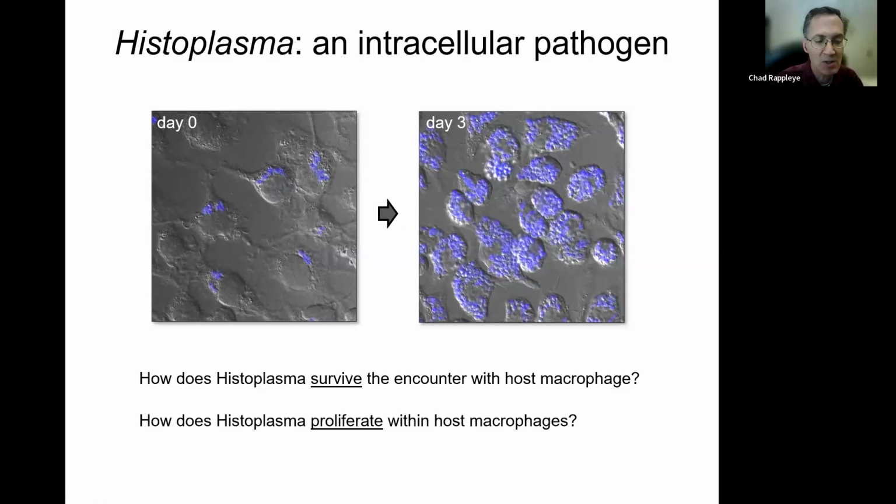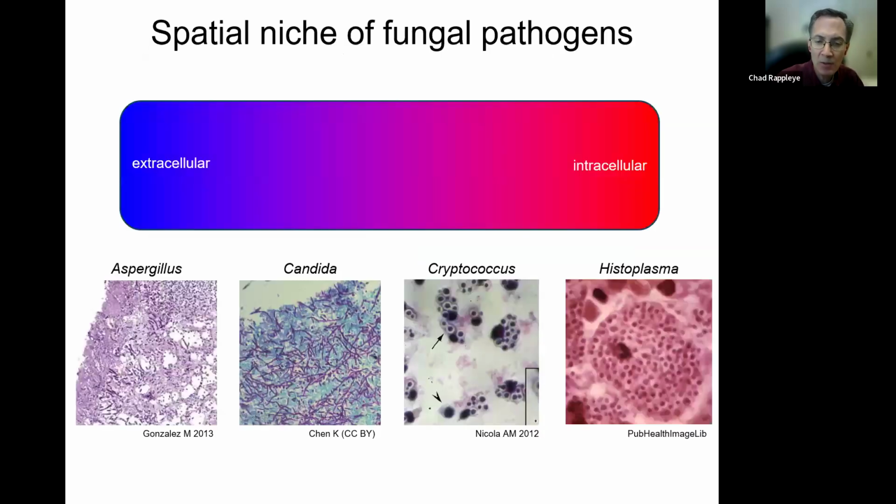So the 2 questions my lab has been focused on are, first, how does histoplasma survive the encounter with host macrophages? And much of our early work established some of the virulence factors needed for that. But lately, our attention has returned to the second question, which is, once histoplasma has survived the encounter with a macrophage, how does it actually proliferate within these very immune cells? And this is an important aspect because many times we use different media in vitro to grow the organism and to approximate its conditions within the host.